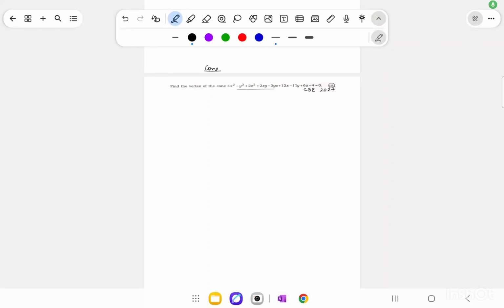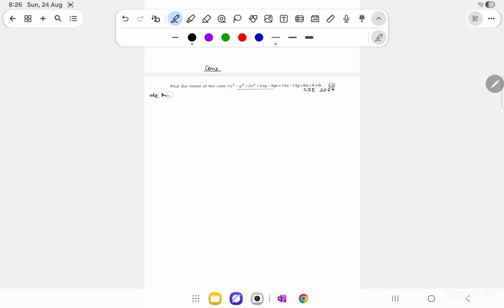So today let's discuss questions related to cone that have been asked in previous years. Question 1 says: find the vertex of this cone. We are only supposed to find the vertex of the cone, but since it's a 15 marker, first let us prove that the given conic represents a cone, and then we'll move ahead to find the vertex of the cone.